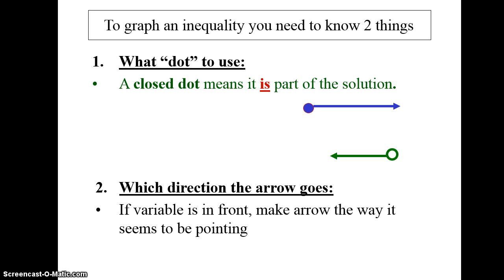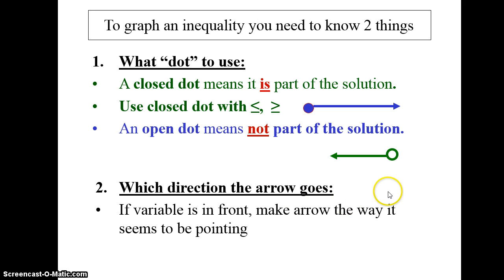So we've got a closed dot, which means it's part of the solution, so that's when you see the line underneath it because it's equal to. And then we have that open dot, which means that the number is not part of the solution. So you'll see the greater than and less than symbols with no equal sign underneath, because we don't want to include that number.